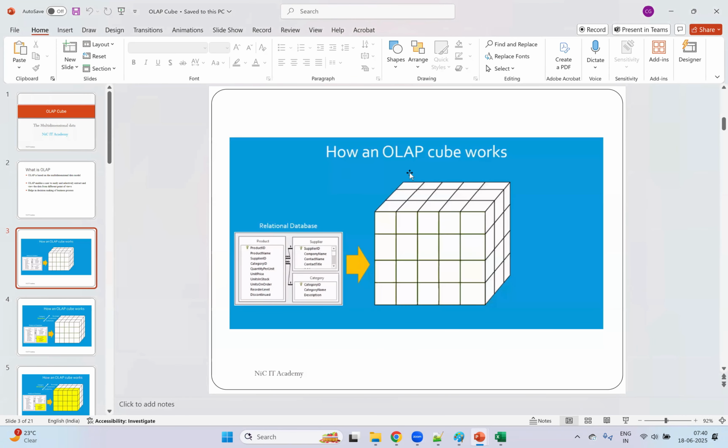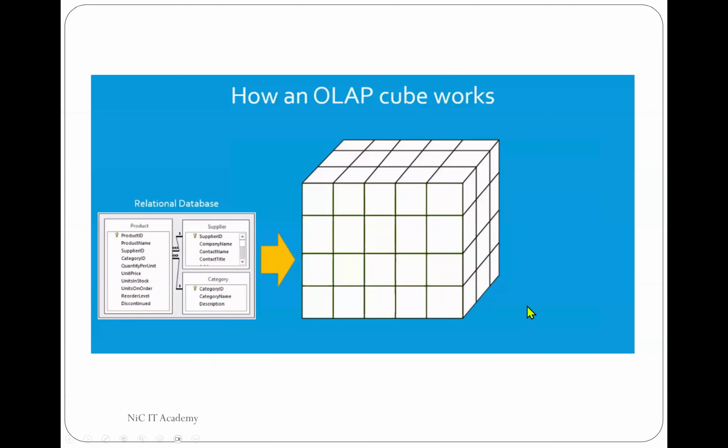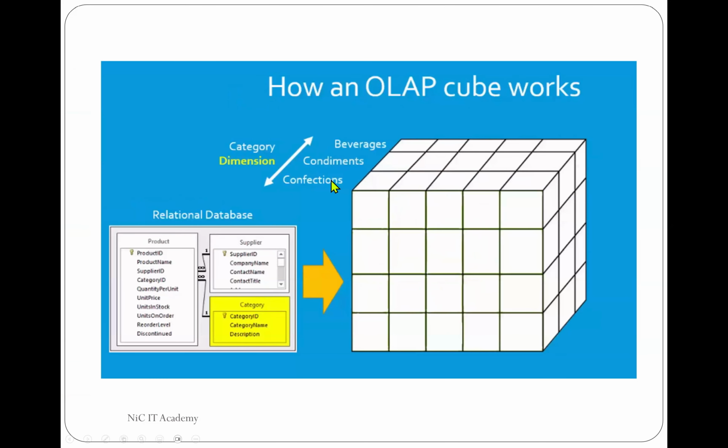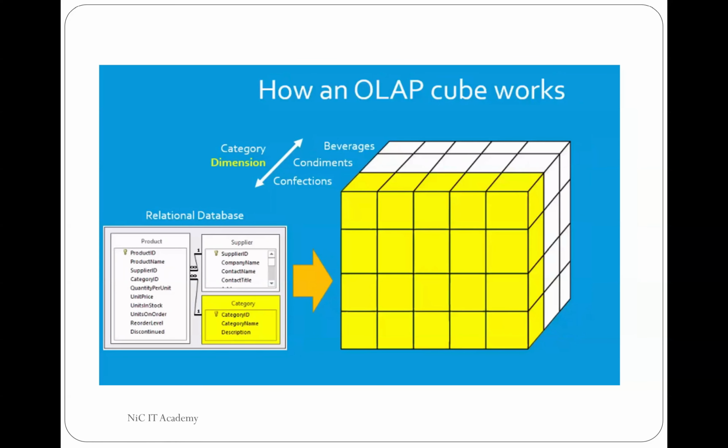OLAP cube. Sometimes in interviews they will ask this question: what is an OLAP cube? How are we looking at the data? For example, I'm taking category. We have three different categories here. Just for our imagination, that's it. We are not going to load the data in this way. This way only we are loading.